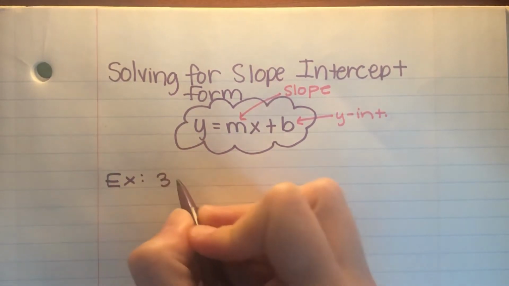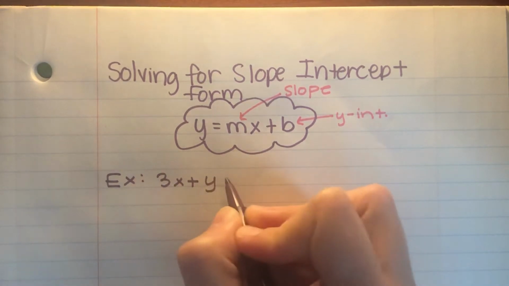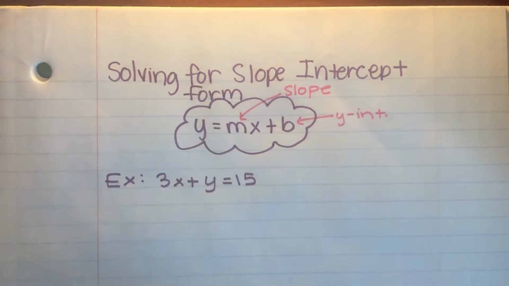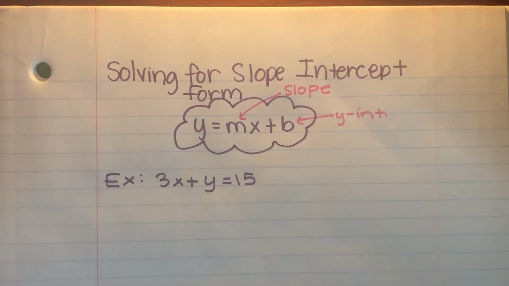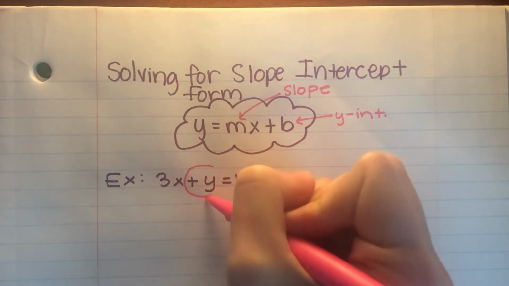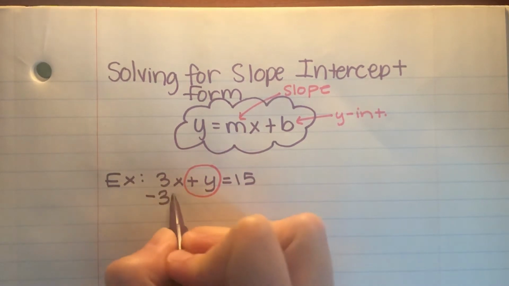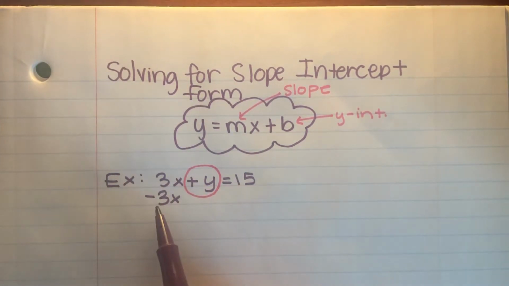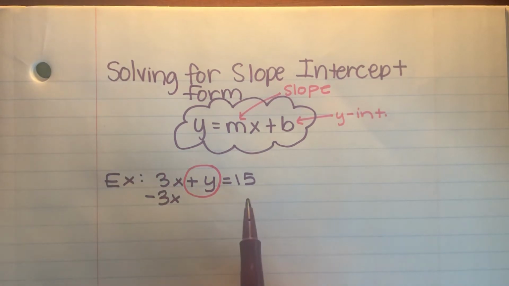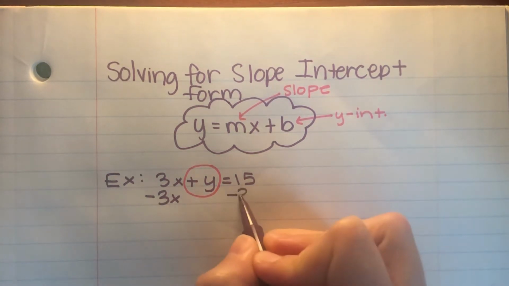Here we have 3x plus y equals 15. Now, remember when we're solving for y, we want to get a positive y by itself on one side of the equation. We want to isolate that y. So we're going to start by getting rid of this term 3x, and we do that by subtracting 3x. Remember, everything we do to one side of our equation, we have to do to the other side of our equation.